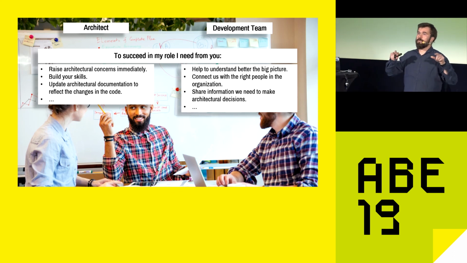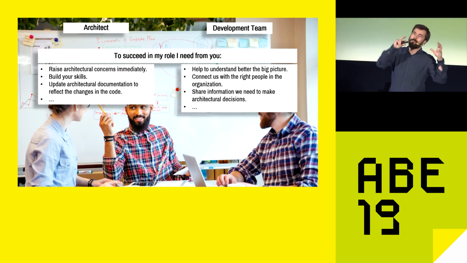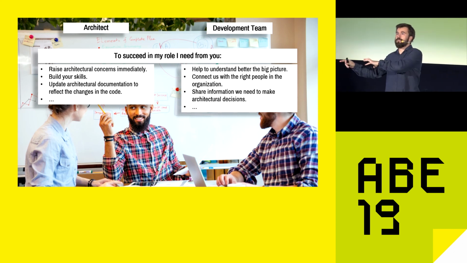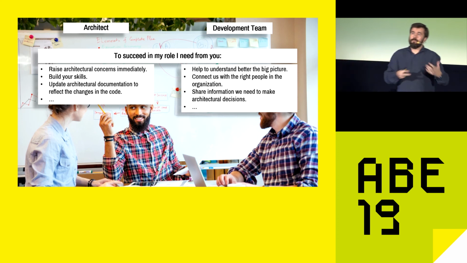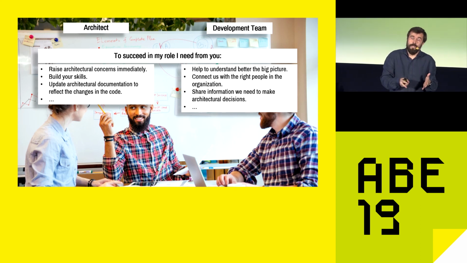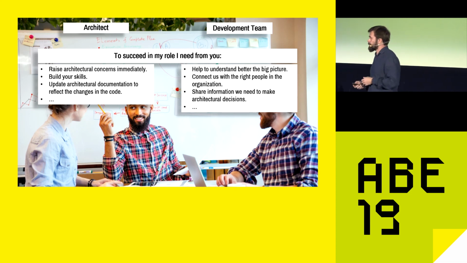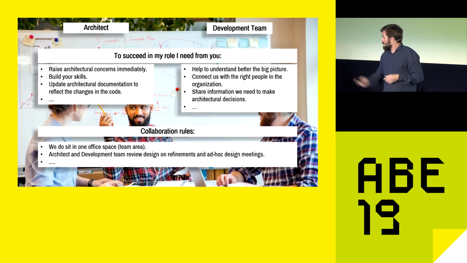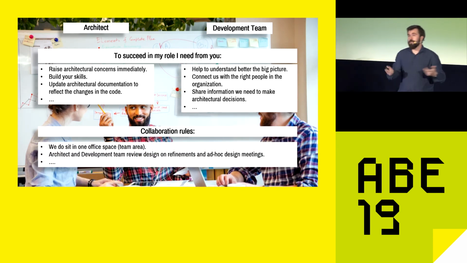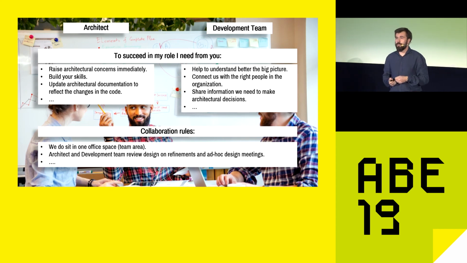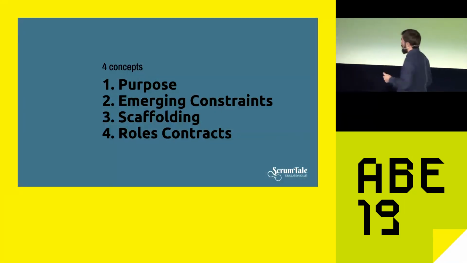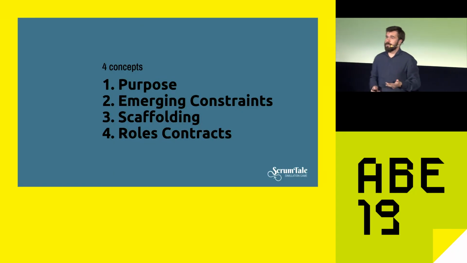So this is a way how we can transform an existing role to more agile roles. Maybe at the end there will be no need for an architect, but now we are at the moment where, as an organization, we have this role and we have this knowledge in the architect's head, but we would like to transform it. And last, when you understand needs, we can define how we would like to cooperate together. So, summarizing 4 concepts: purpose, enabling constraints, scaffolding, and role contracts.